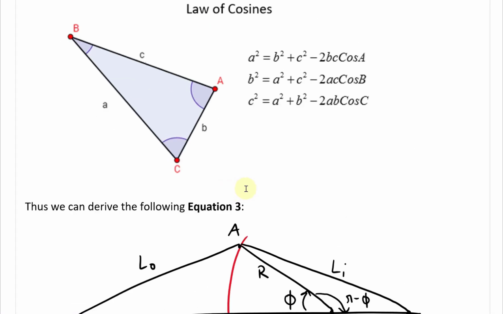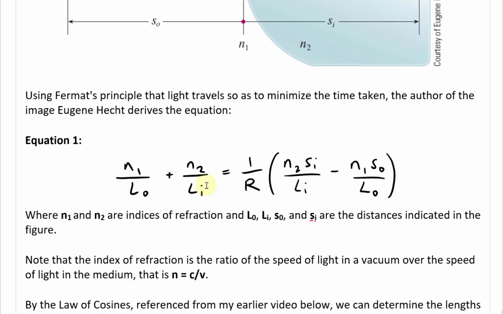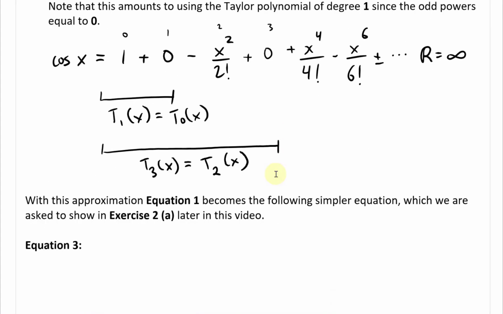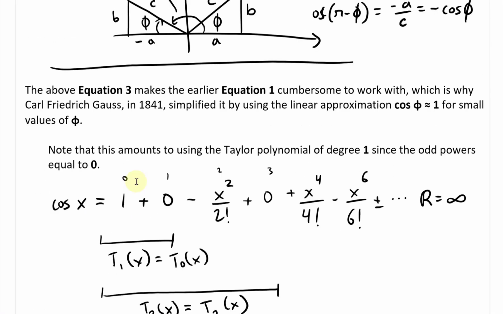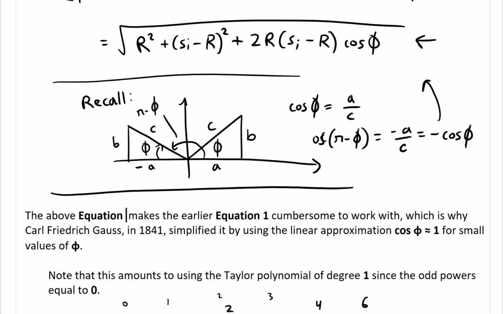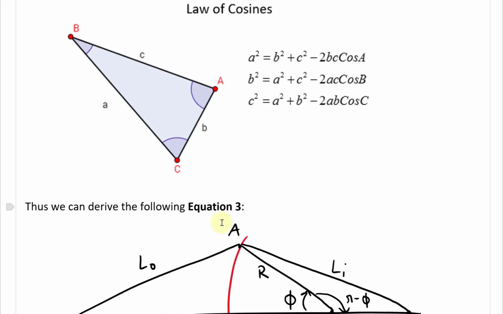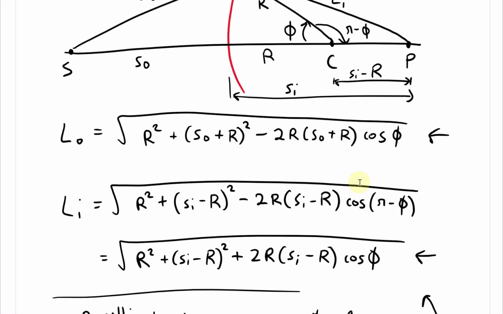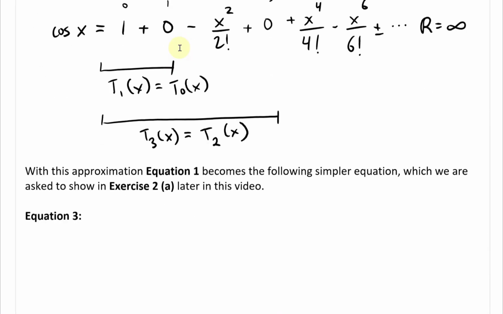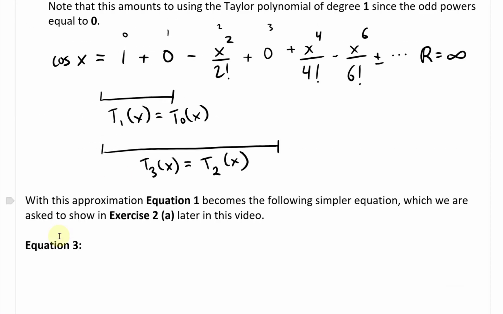Now with this approximation that cosine phi is equal to 1, equation 1 becomes, and remember equation 1 is over here, this becomes the following simpler equation, which we are asked to show in exercise 2a later in this video. Actually, let me change this all to equation 2, I got these a bit mixed up. This is equation 2. The next one is going to be equation 3. So I'll solve this in exercise 2a.